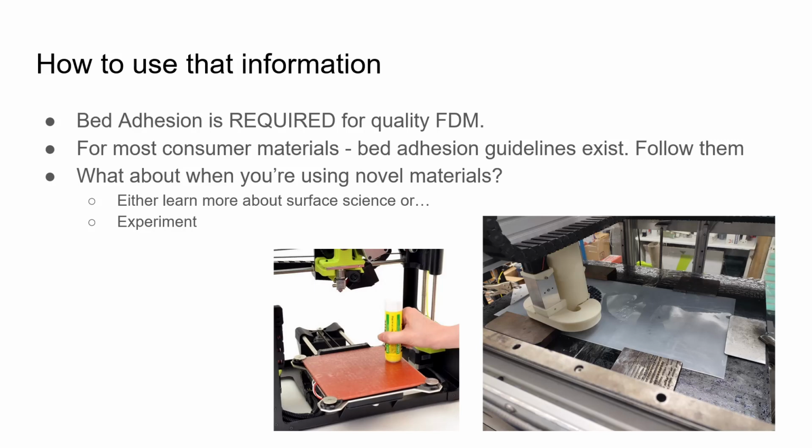And so for most consumer materials that you would buy, usually it just says what to do. So if you want to print with, say, PETG or PLA or ABS, just Google best bed adhesion for that material, and we've already figured it out, right? Scientists know what to do there. So you just follow them.